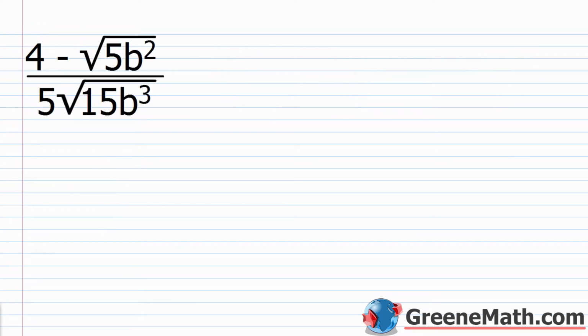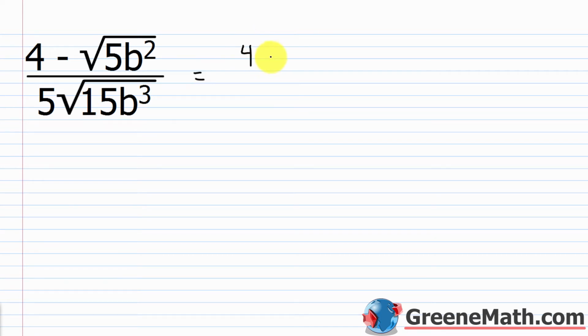All right, let's take a look at another one. So we have 4 minus the square root of 5b squared over 5 times the square root of 15b cubed. So a lot of things to simplify first. You always want to think about what can I simplify.